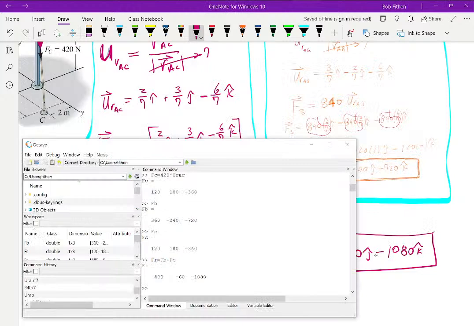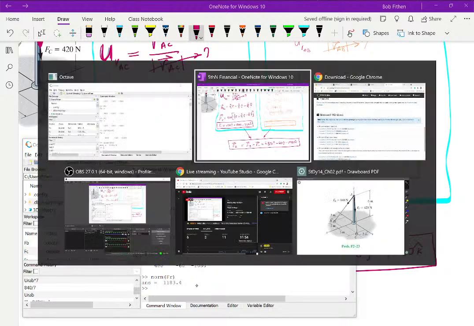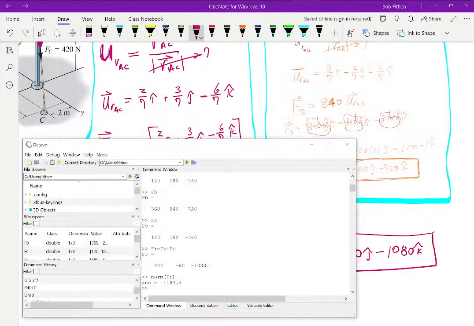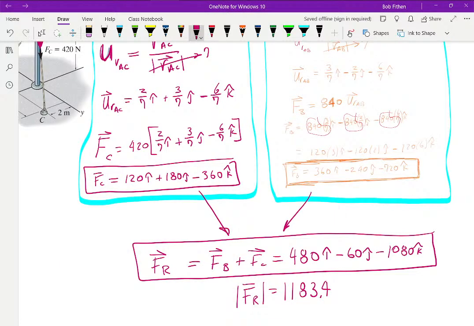I have listed FR, so I can type in the norm of FR, and I get 1,000. Hang on for a second. 1,000. I'm not sure how many digits he throws away, or if there are any digits that are thrown away. 11834. Okay, so I think we're okay there.